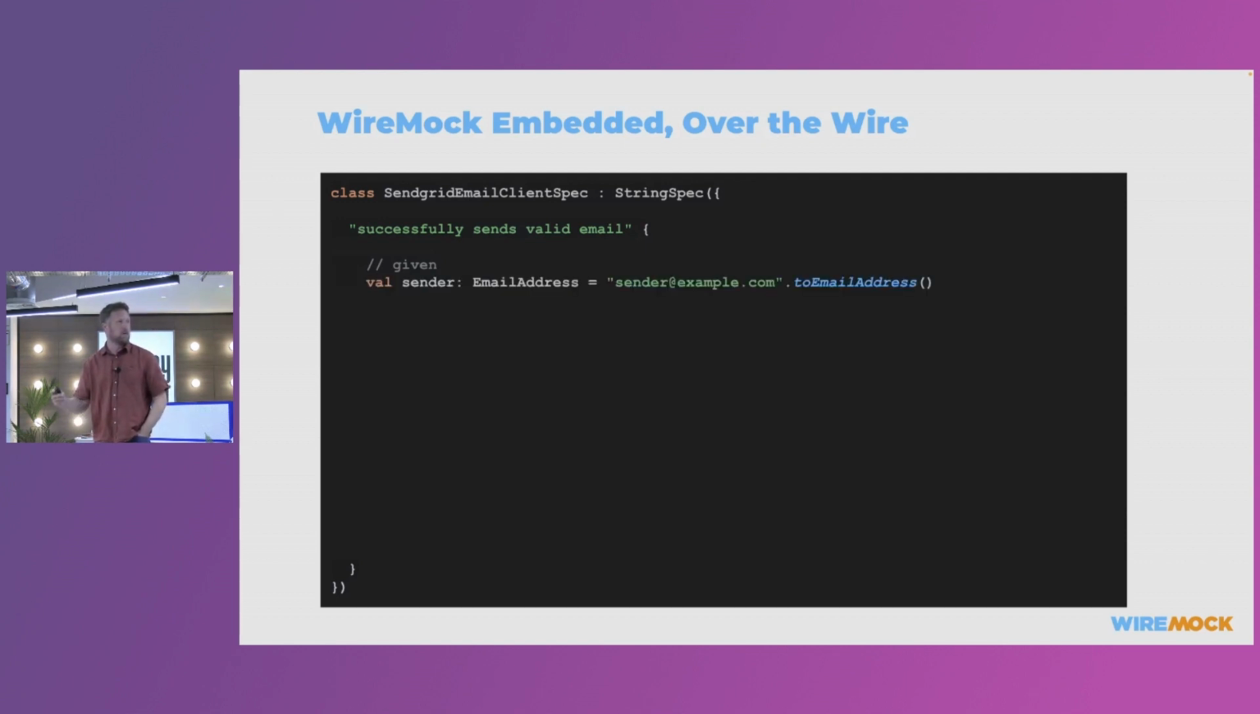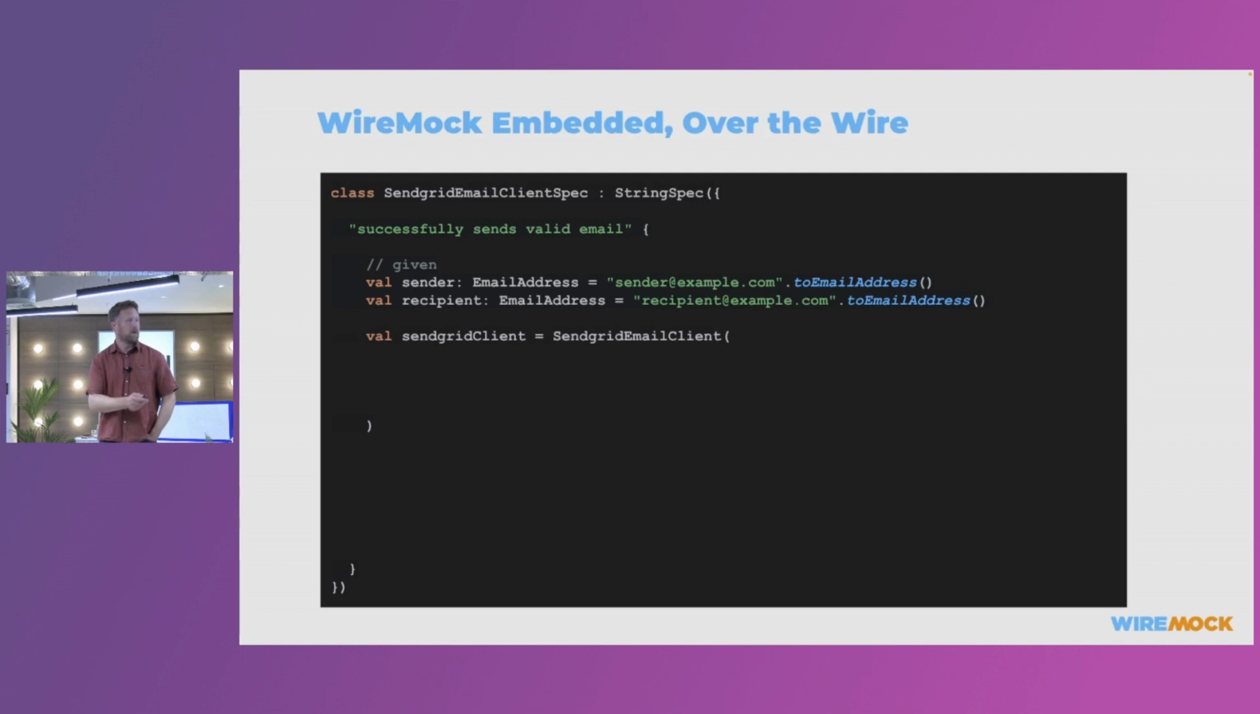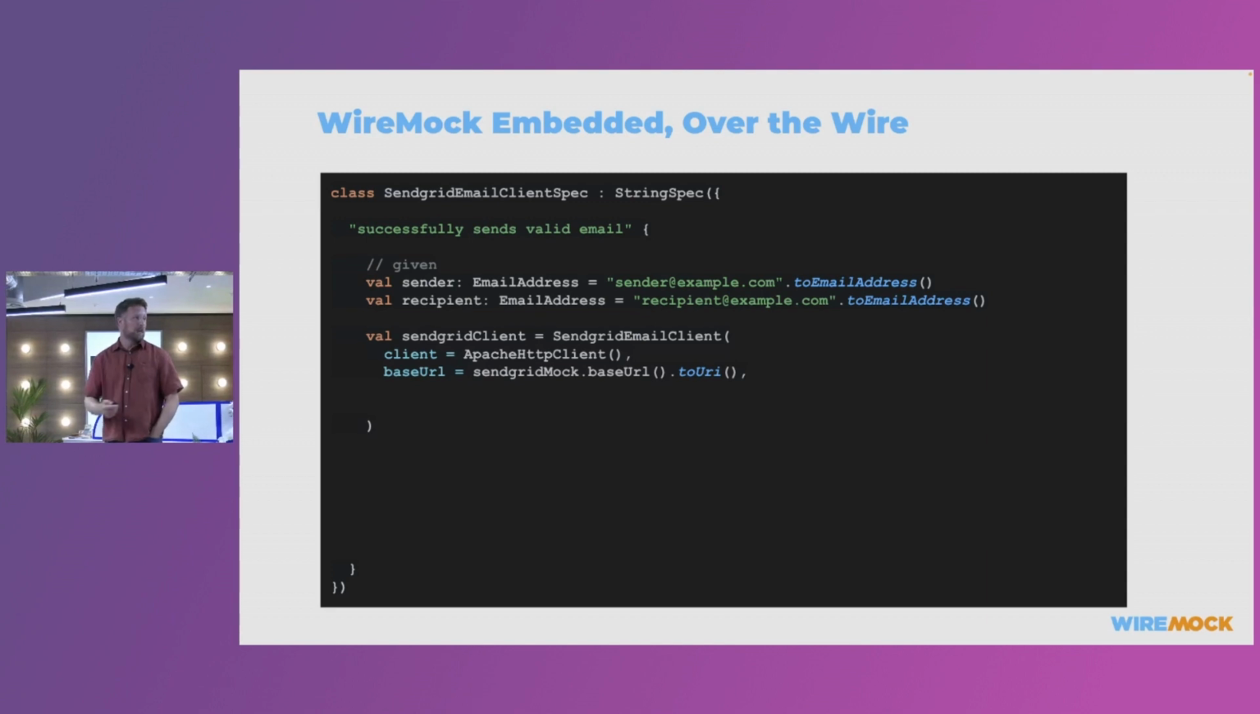And we're going to say, given that we've got a sender, and we've got a recipient, and we're going to create our SendGrid email client. We're going to pass it the Apache HTTP client. This is an out-of-the-box http4k client that just delegates down to the Apache Commons client. Give it a base URL, which we're going to retrieve from the SendGrid mock.